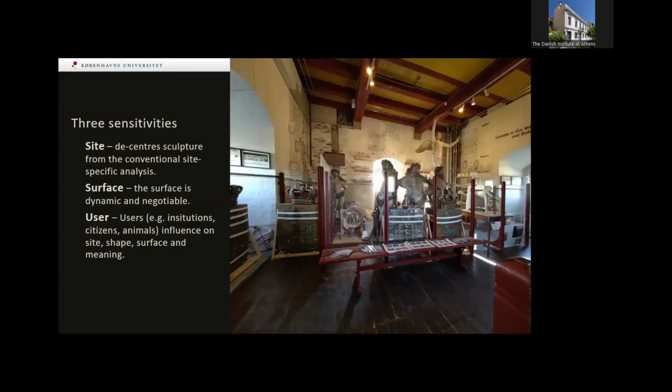But with these in mind, I also decided to include a user sensitivity to my approach in order to recognize that monuments and sculptures do not exist in a vacuum, but engage with their surroundings, the surrounding environments, infrastructure, and people. And that this sensitivity actively considers the relationship between the materiality of the sculptures and the users.